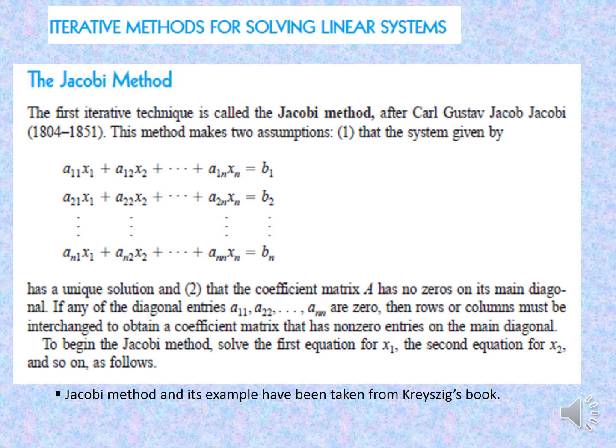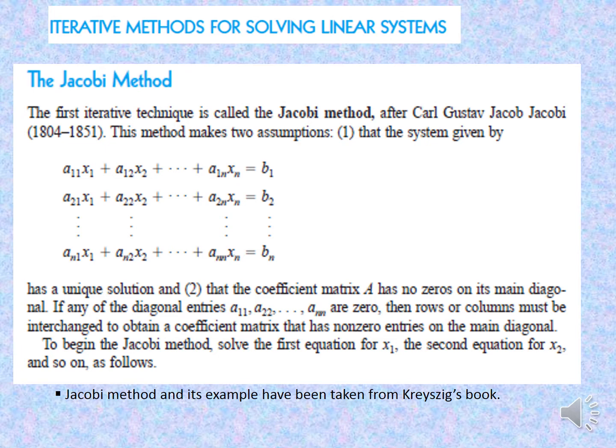This method makes two assumptions. First, that the given system of equations has a unique solution, and second, that the coefficient matrix A has no zeros on its main diagonal. If any of the diagonal entries a11, a22, up to ann are 0, then rows or columns must be interchanged to obtain a coefficient matrix that has non-zero entries on the main diagonal.